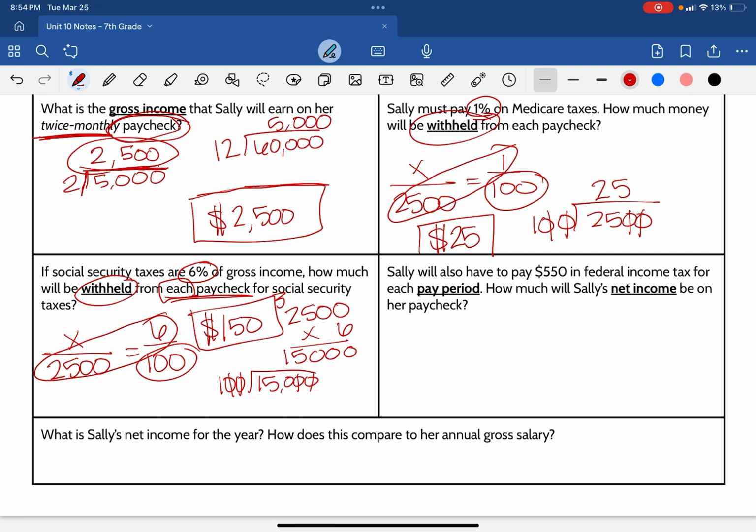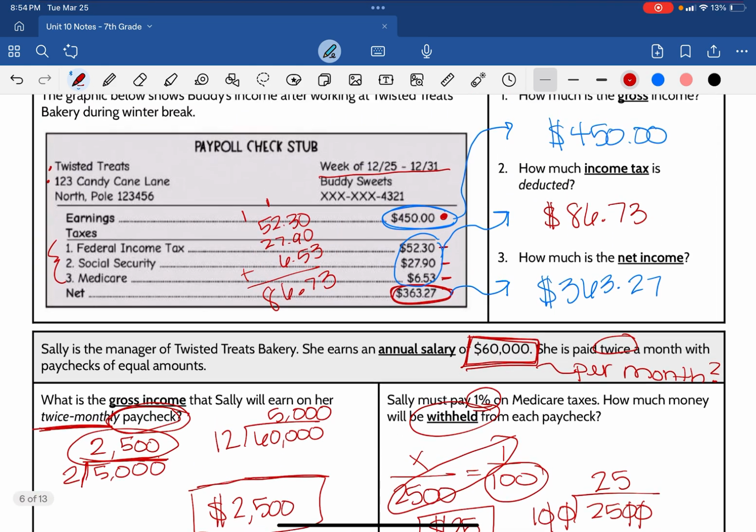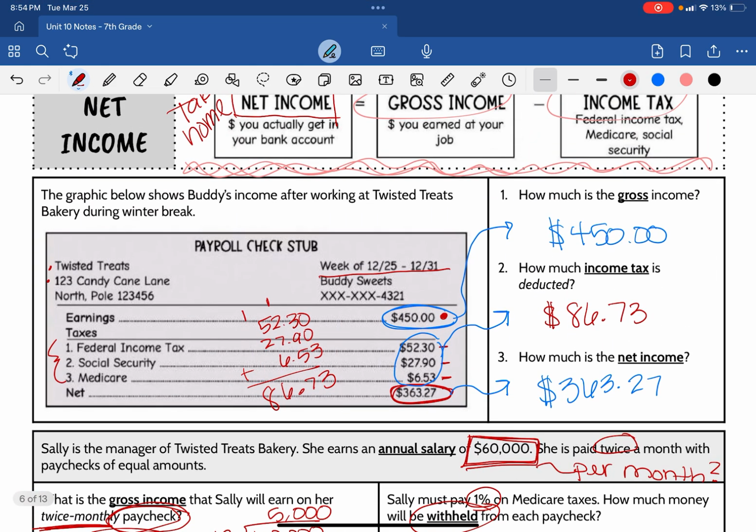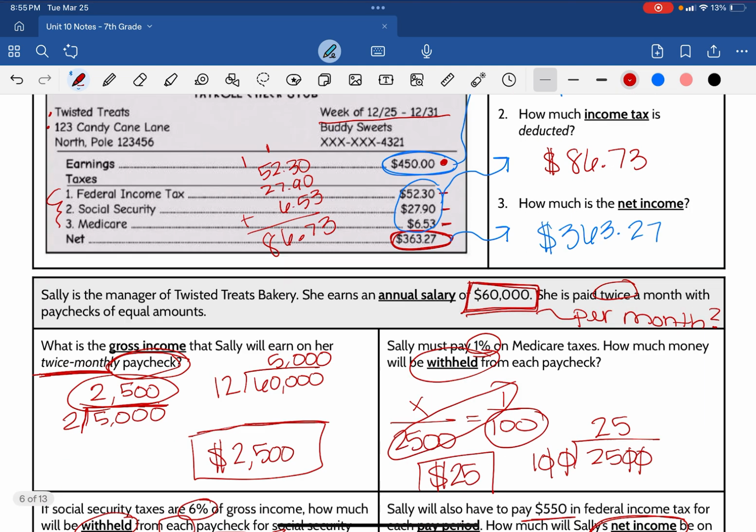So here's the next one. She will have to also pay $550 in federal income tax for each pay period. How much will Sally's net income be on her next paycheck? So they want to know what the net income is. Remember, if you go back, we're going to scroll back up here. These are the things that they took out of the paycheck. These are all the things they took out right here. So it's the gross income, what she made.